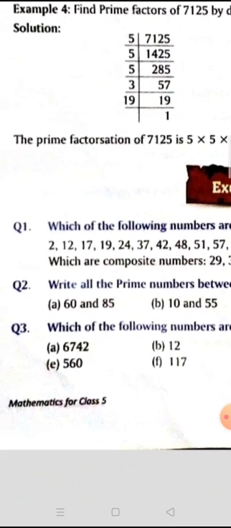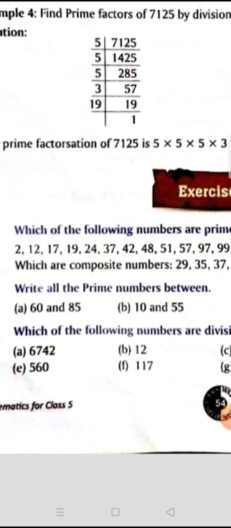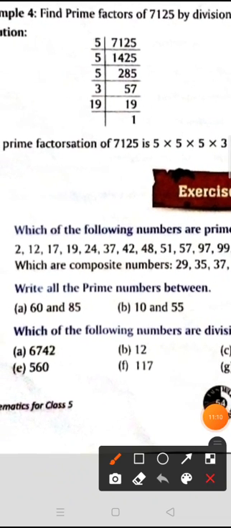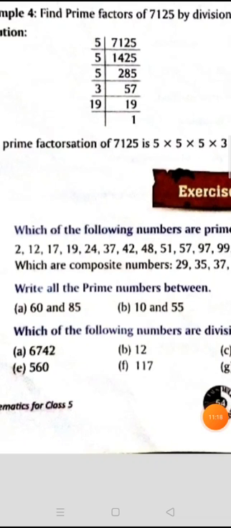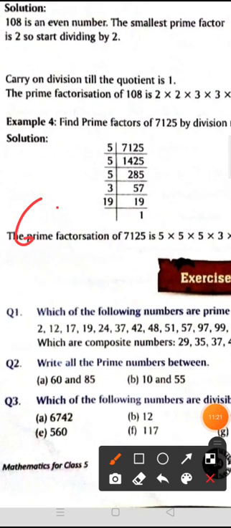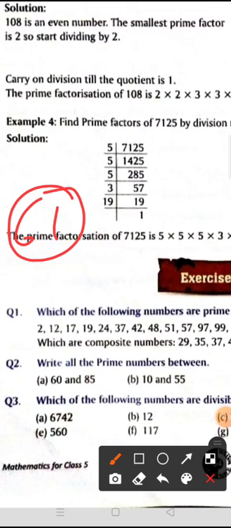Question number 2, write all the prime numbers between 60 and 85. You know that 61, does it come in any table? 61 does not come in any table, so it's prime. 62 is coming, 63 also, 64 also, 65 also, 66 also, 67 not. So you have to write like that up to 85.